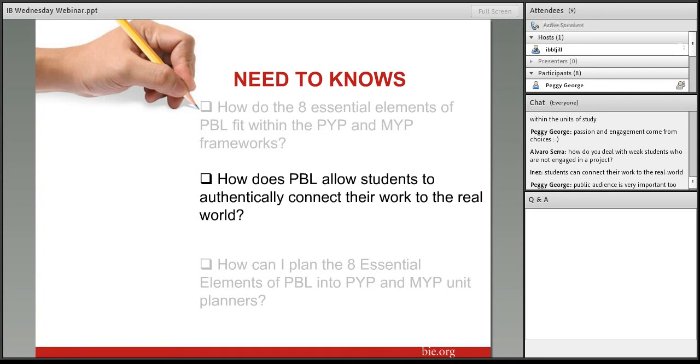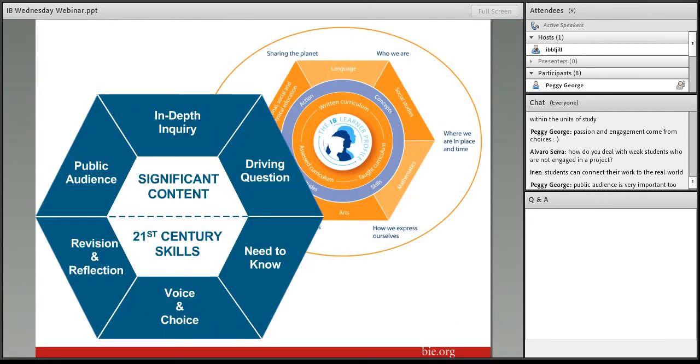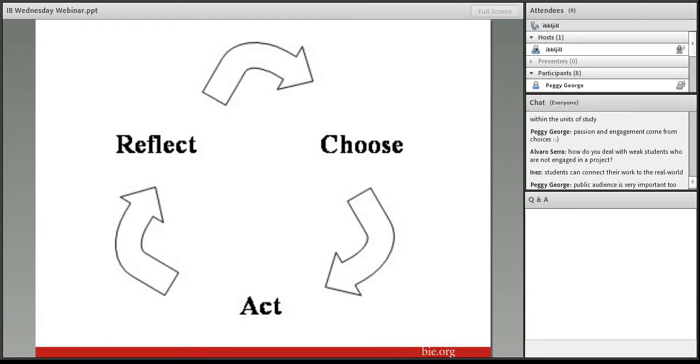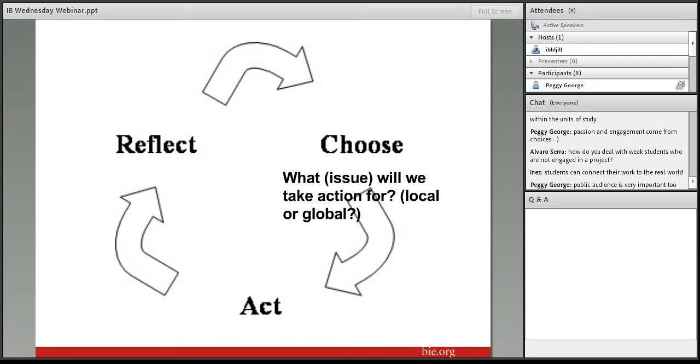So let's go back to our need to know. How does PBL allow students to authentically connect their work to the real world? If we take a look, we're going to start with PYP and their inquiry-based cycle, which is reflect, choose, and act. And I think some of these items might help with our question about students who aren't engaged. So when we think about reflection, choosing, and action, we talk about the inquiry process in developing a unit of inquiry, giving students voice and choice to choose what action they want to take, what problems, what issues are out there that they're interested in. How can they choose a topic, and we connect our units to the relevancy, the things that our students are interested in.